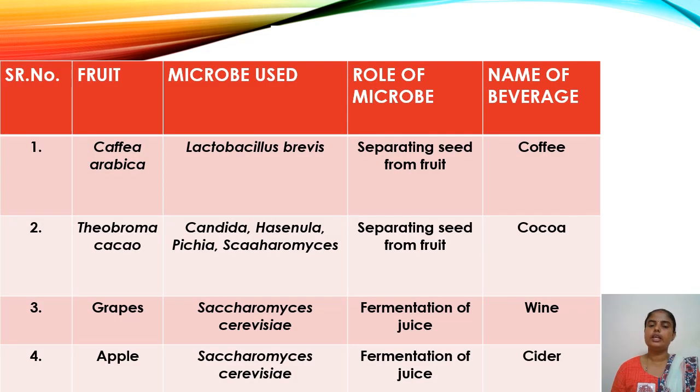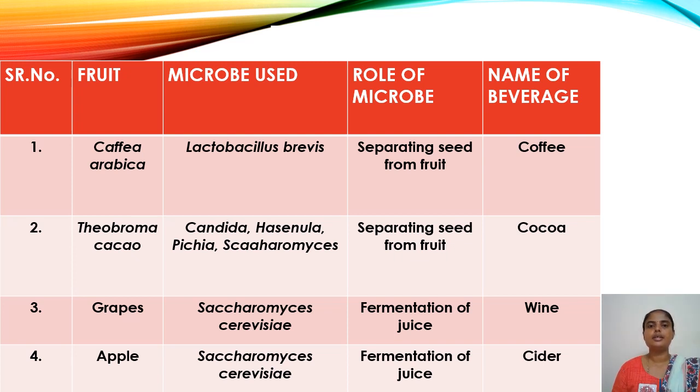This table gives you information on producing various types of beverages using microbes. The first one is Coffea arabica, which is nothing but our coffee. The microbe used is Lactobacillus brevis, where it is used to separate the seed from the fruit. We are actually using the coffee seed. For separation of the seed, this microbe is used, where we can get the beverage coffee.